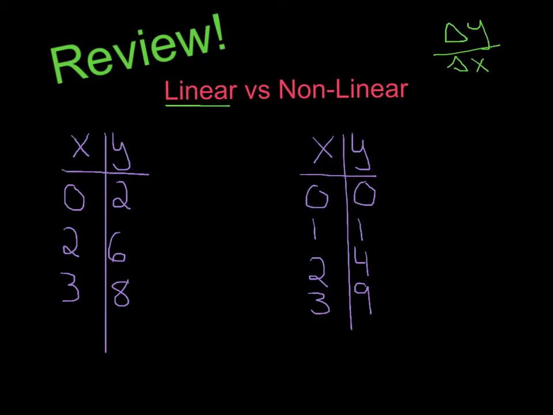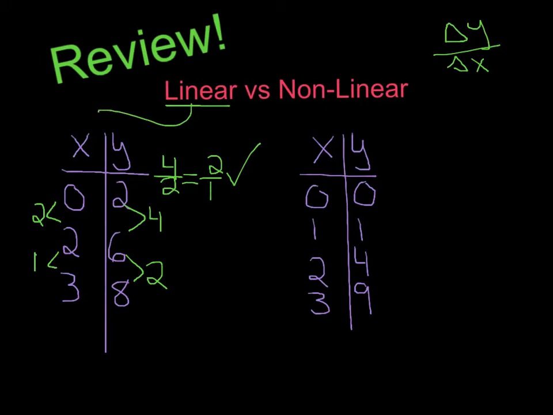The one on the left first goes up by 4 and then goes up by 2. So at first it looks like that is going to be nonlinear, but you have to look at the x values. Here they go up by 2 and then they go up by 1. So does 4 divided by 2 equal 2 divided by 1? It does. Therefore, this is a linear function because the rate of change is constant.